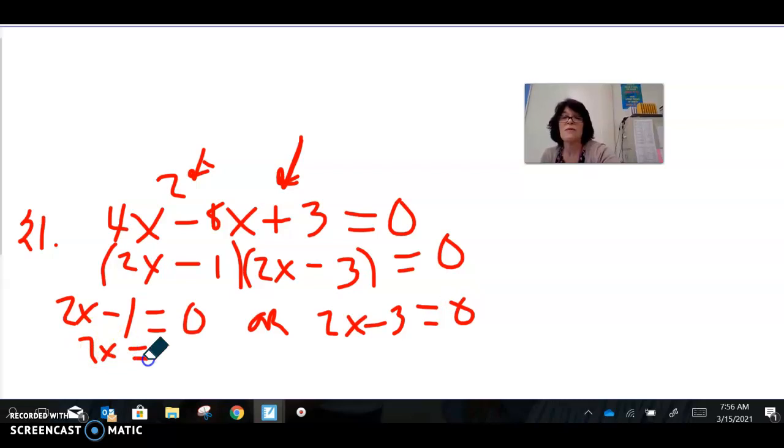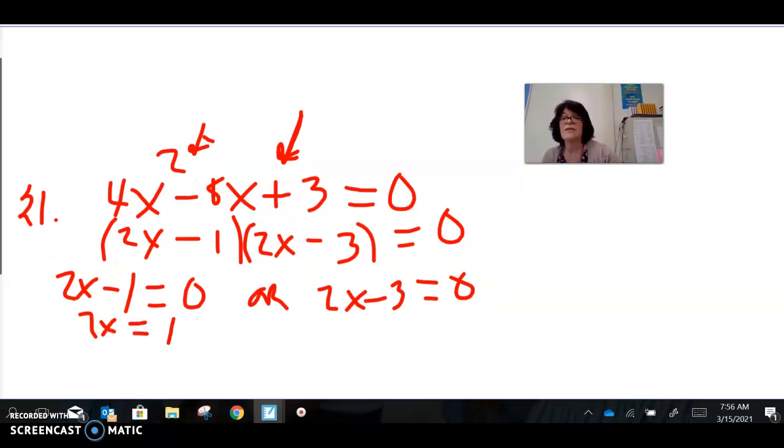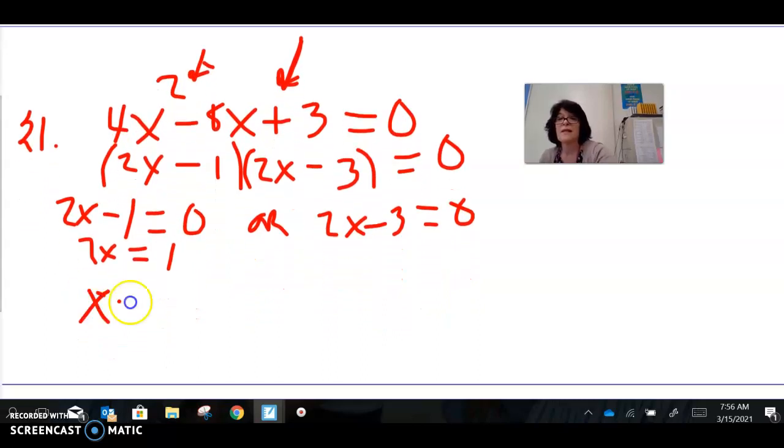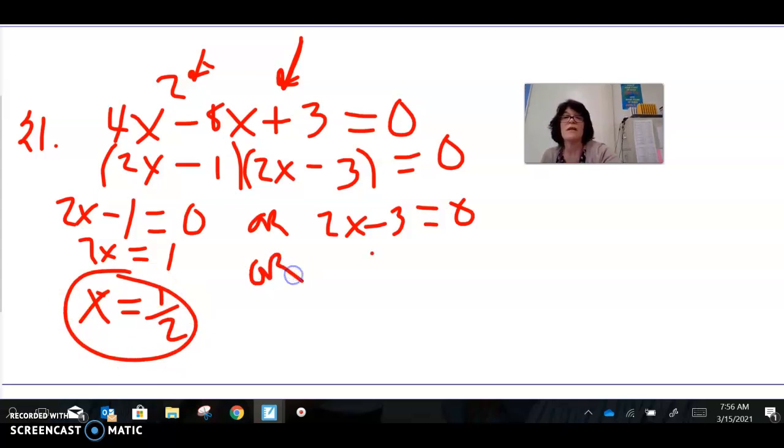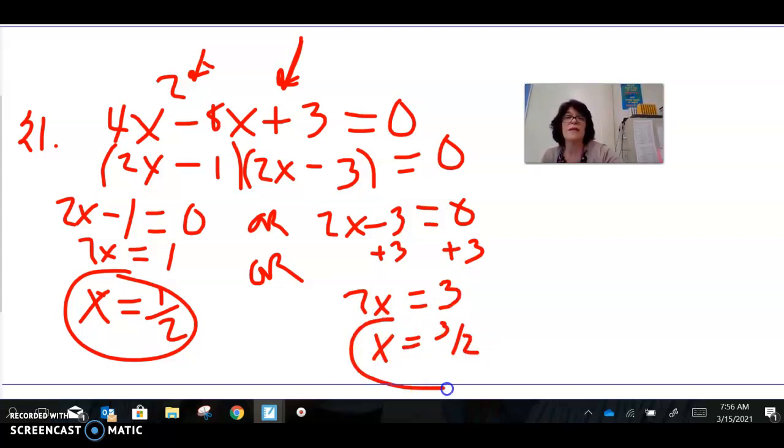Here 2x would equal 1 if I add 1 to the other side. Divide by 2, I get x equals a half. There's one of my answers. Or I'm going to add 3, 2x equals 3, or x equals 1.5. You could write it as 3 halves, that's fine, I don't care. Either way, 3 halves or 1.5. That's the answer to 21.